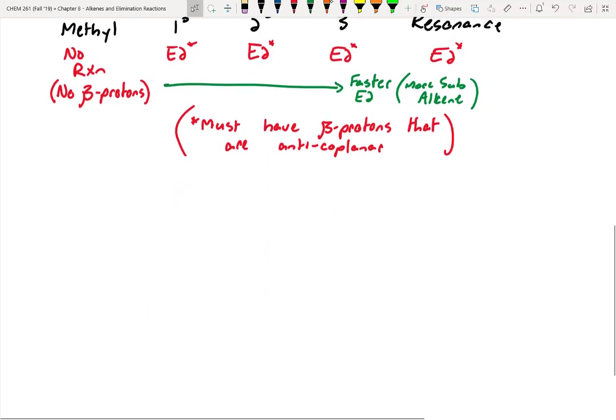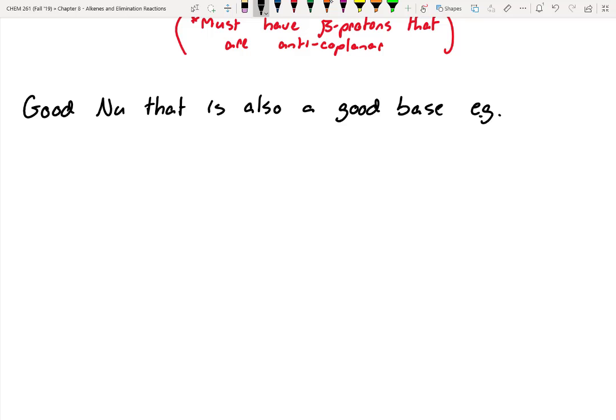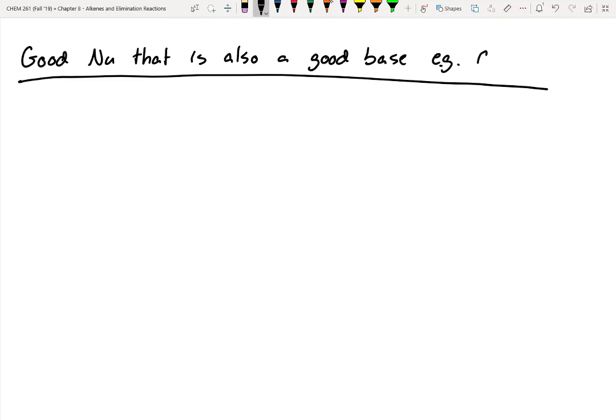All right, now we get into the tricky ones. What if we have a good nucleophile that's also a good base? What are some examples of this? Hydroxide, right? Because it's not very bulky. Another one might be OMe, that's methoxide, or OEt, that's ethoxide. All of these are much smaller than a tert-butyl group. So they're going to be good nucleophiles and good bases.